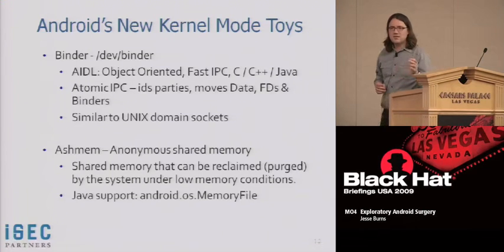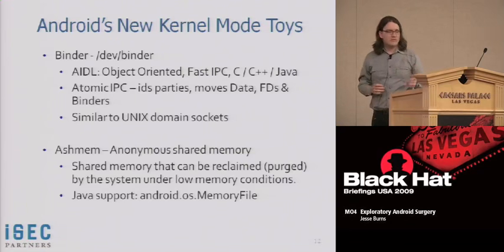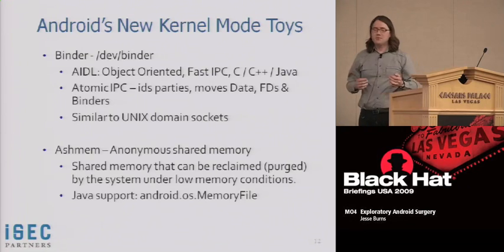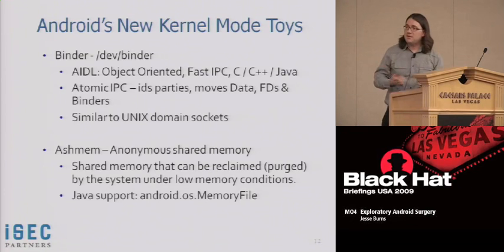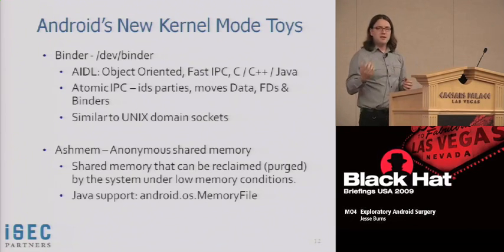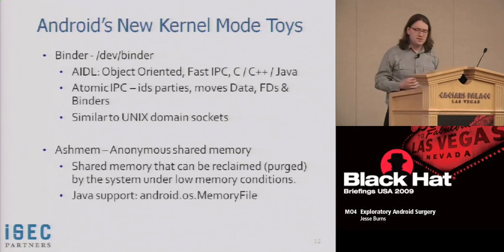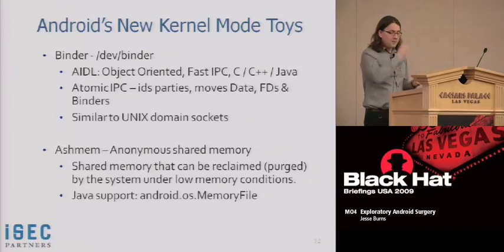You can use socket options to figure out who you're talking to on a Unix domain socket. They're able to move file descriptors through them, which is great for moving memory maps, very important for high-speed communication. But it doesn't have all these other semantics, so that's why we have binder.